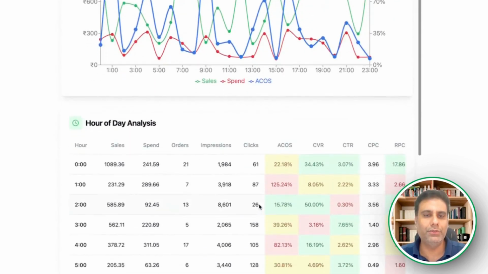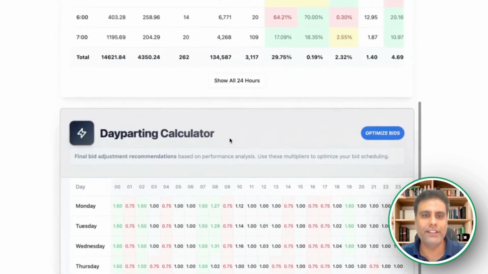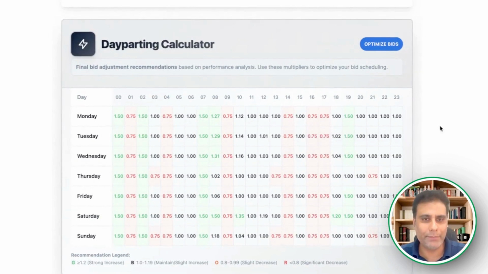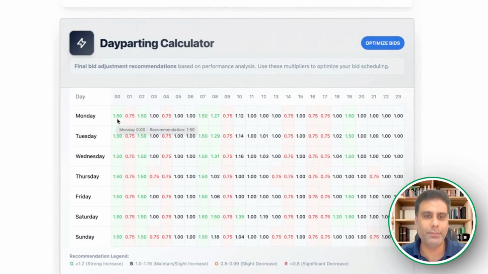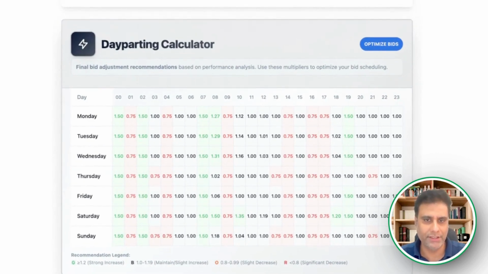If you look at the calculator, you will see a breakdown of data at an hourly level, which is aggregated data. Then if you scroll down further, you will see this day parting calculator result. What this calculator is telling you is, for each hour of the day for any day of the week, what is the multiplier that you need to apply on your bids? What do I mean by multiplier? 1.5 here means you should increase your bids by 50%, and 0.75 would mean you should reduce your bids by 25%.